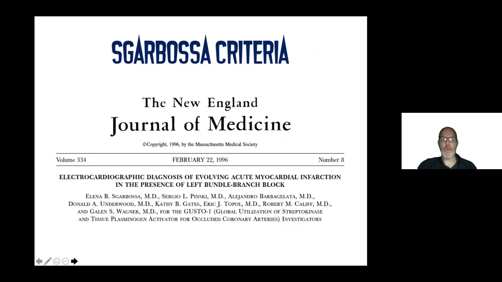Enter the Scarboza criteria. This was published in the New England Journal of Medicine in 1996. Dr. Elena Scarboza and her group basically started looking at patterns of left bundle branch blocks and paced rhythms of patients who came back from the cath lab where they did find a stentable lesion. And they started comparing them to people who went to the cath lab that didn't have a culprit lesion. And she started finding some differences between those two cohorts of patients. So she's like, we should probably publish our findings. And in 1996, the Scarboza criteria were born. And they consisted of three specific criteria.